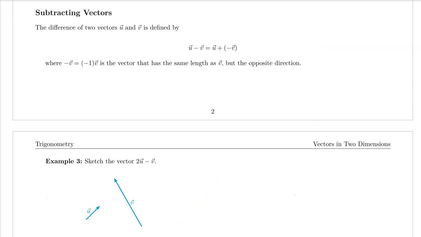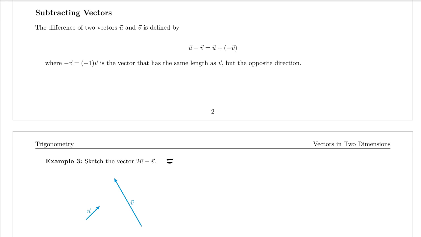If we can add vectors together, we can certainly subtract vectors. So the difference of two vectors u and v is defined by vector u minus vector v is the same thing as vector u plus negative vector v, where negative vector v is the same thing as -1 times vector v. And this is the vector that has the same length as v, but the direction is the opposite of vector v. So example 3 says sketch the vector 2 times vector u minus vector v.